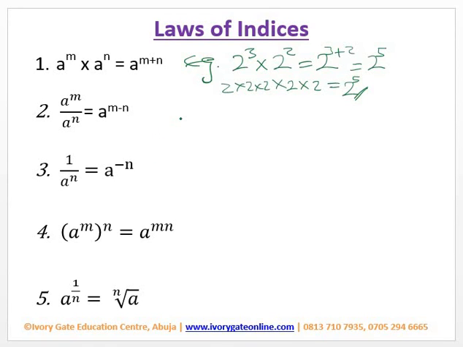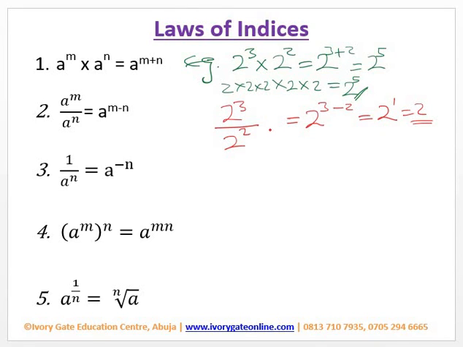Okay, laws of indices number 2. This says that a raised to power m over a raised to power n is equal to a raised to power m minus n. This time it is not addition. Then example, we have, for instance, 2 raised to power 3 divided by 2 raised to power 2. This law says that it is the same thing as 2 raised to power 3 minus 2. And this gives us 2 raised to power 1, which is 2.